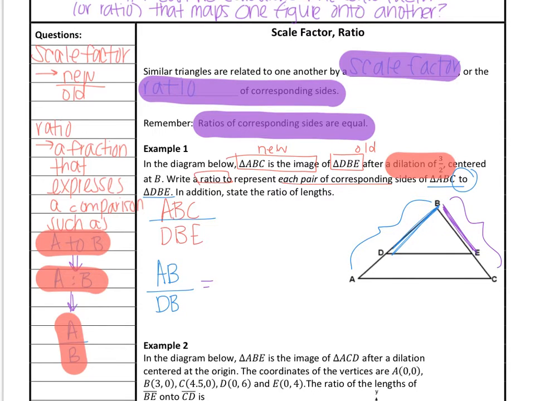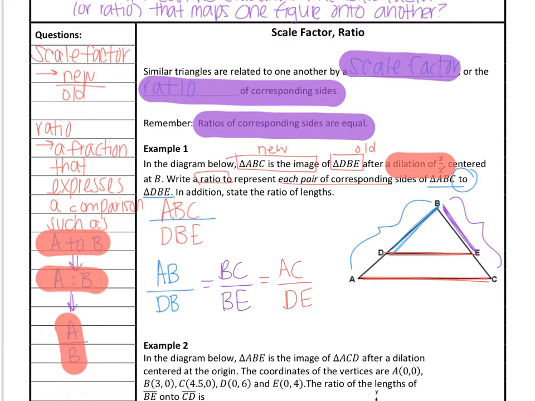And again, we can see that by looking at our stacked letters. BC matches with BE. And then the third set of corresponding sides, which would be the bases. So AC matches with DE. Notice that I'm using different colors. You can certainly do this as well. Helps you to see those matching parts.